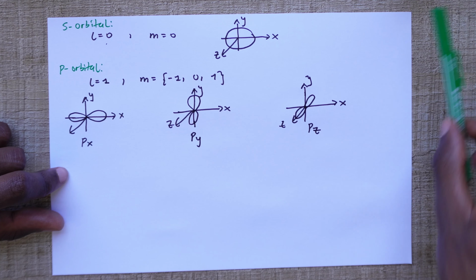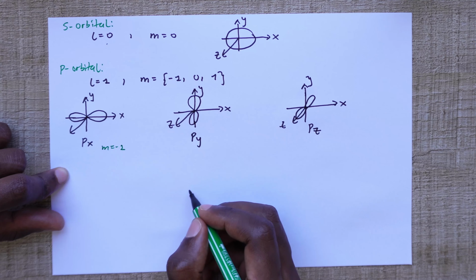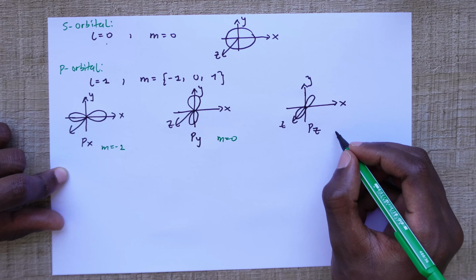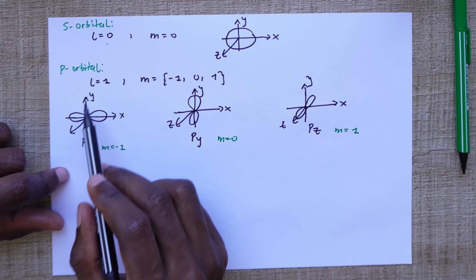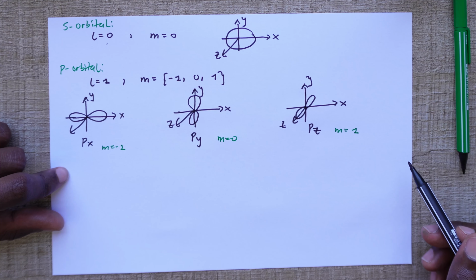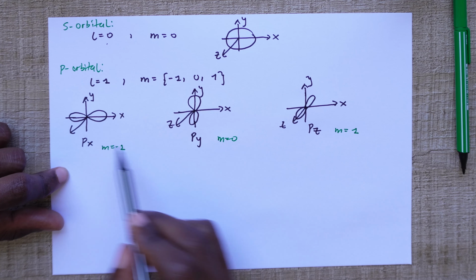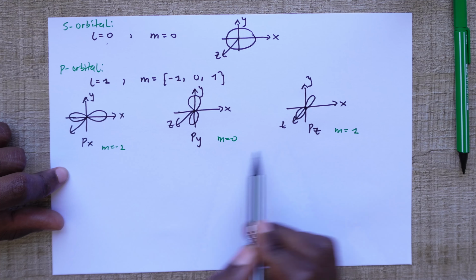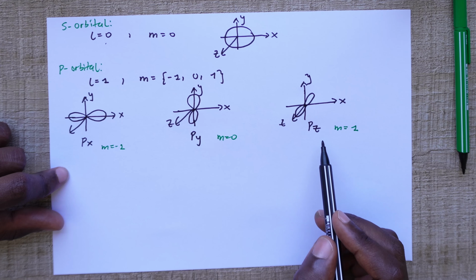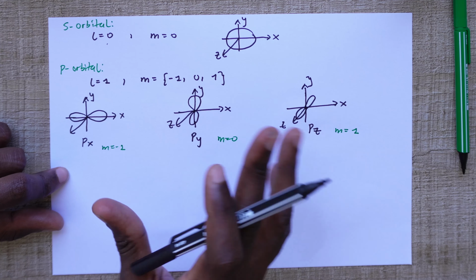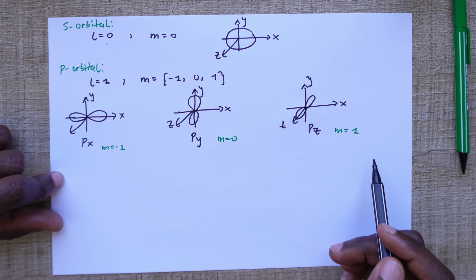So this corresponds to m equals negative 1, this corresponds to m equals 0, and this one corresponds to m equals 1. So these are the different possibilities of a p orbital. And you can notice that changing the magnetic quantum number changes the orientation, which is the function of this quantum number. And of course, if the principal quantum number increases, then the dumbbells would be bigger, but their shape, their orientation is not going to change.